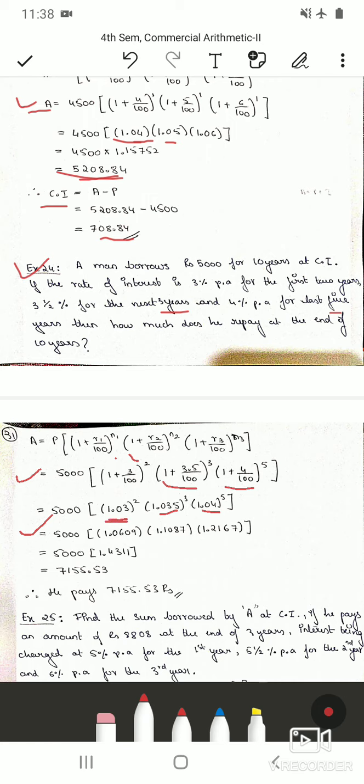So this 1.03 square is, you have to multiply 1.03 into 1.03, you will get 1.0609. Then 1.035 whole raised to 3. I don't have a simple calculator with me. If I had it, then I would have shown you the calculations. So due to this lockdown, I don't have one. But I hope you guys know this. So you might have used it earlier also.